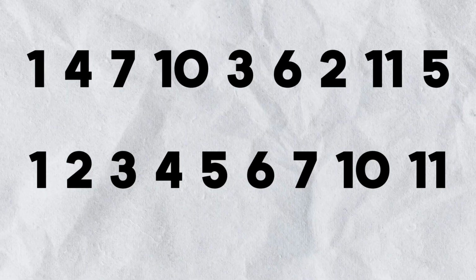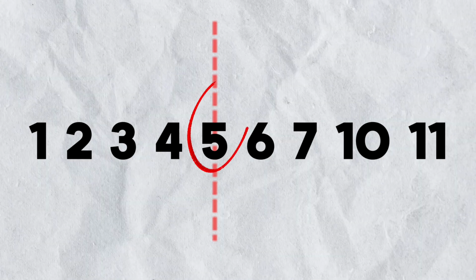Let's look at an example. We have the following set of data. At first, you need to sort the numbers. The middle will be here. In this example, 5 is the median. Let's look at another dataset that has an even number of data points.